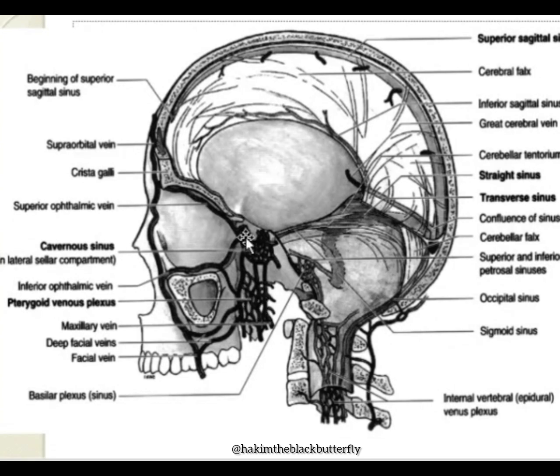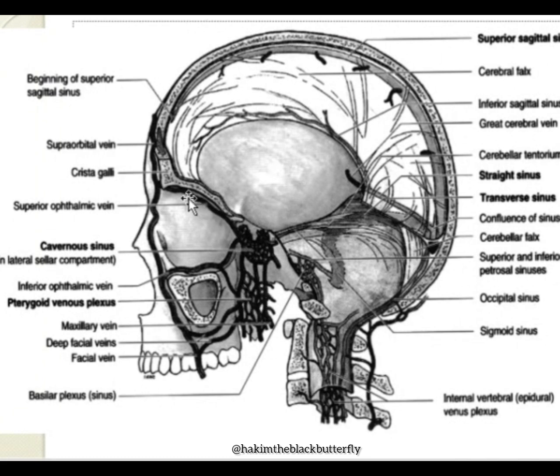Members, are you hearing me? This is the cavernous sinus. Below it communicates with another venous plexus. What is its name? It is the pterygoid venous plexus. So this pterygoid venous plexus is the inferior communication of the cavernous sinus.